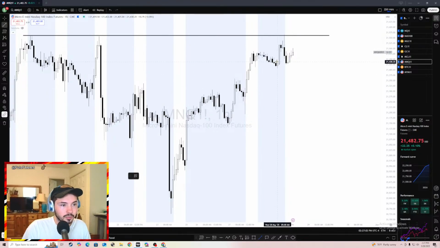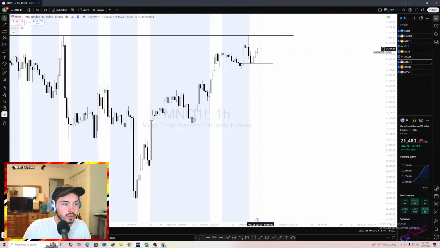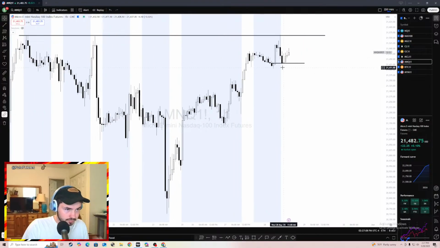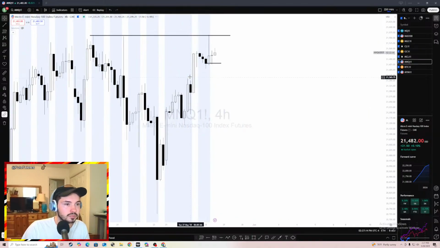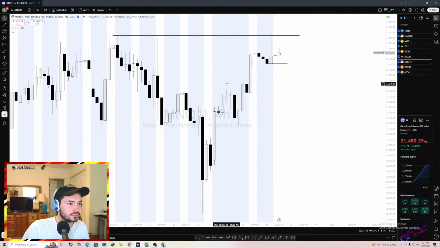My idea is that we could potentially be moving up a little bit higher here. I'm going to fill this gap, although there's not really any clear structure. If there's not clear structure here, let me move up even higher, see if I can get some clear structure. No clear structure. So technically I wouldn't be taking MNQ.